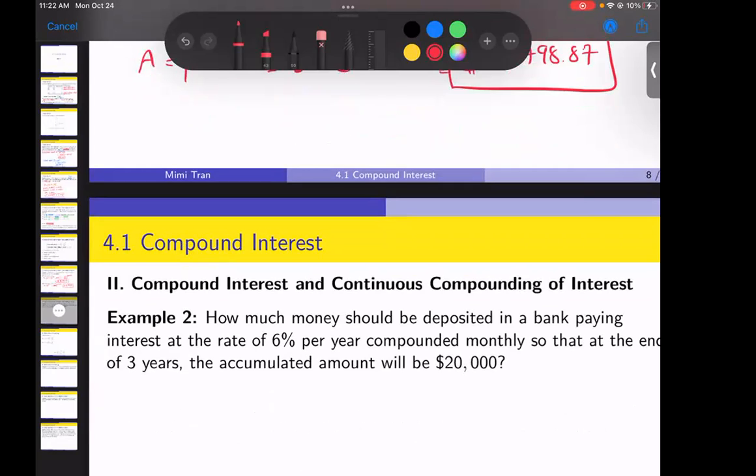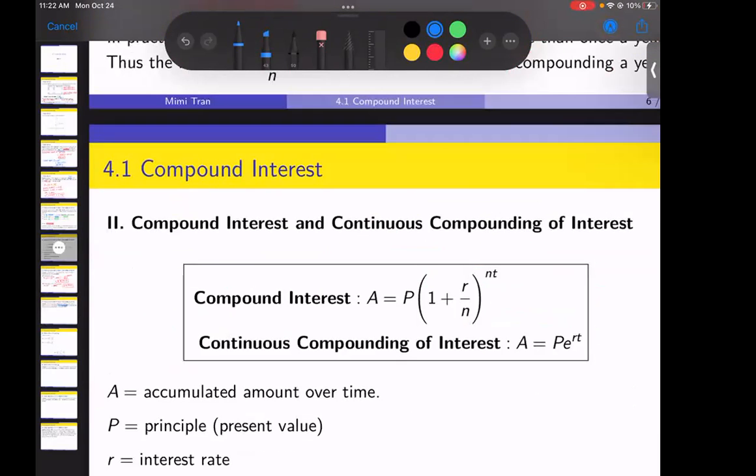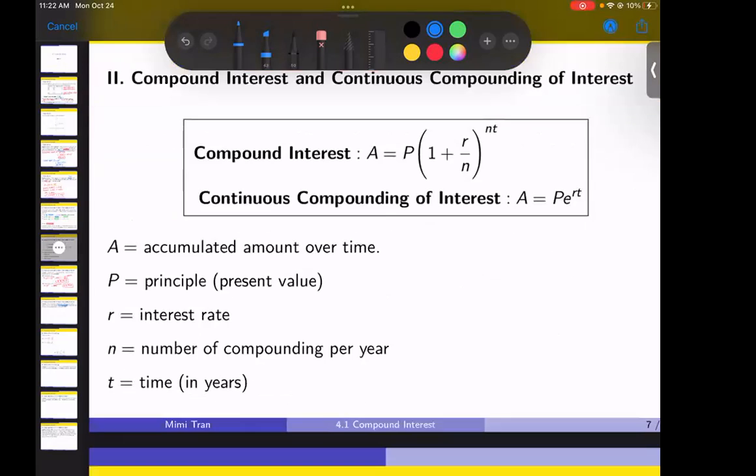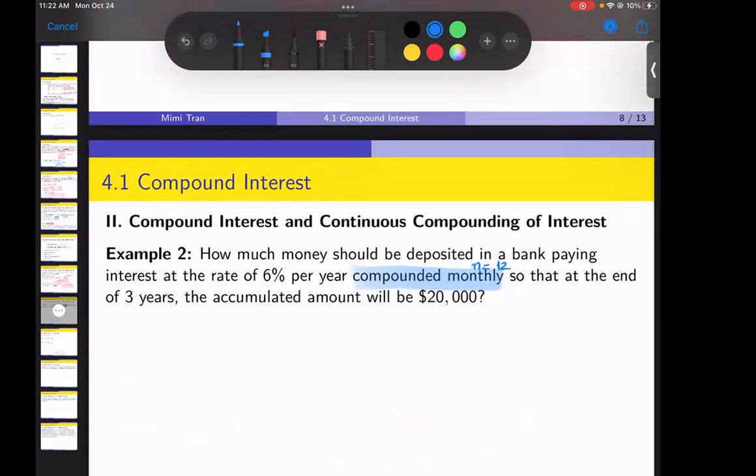How much money should be deposited in a bank paying interest at the rate of 6% per year, compounded monthly? If I was you, I'd highlight things, so compounded monthly means n equals 12, right? By the way, you notice that the second formula does not have n. So if you see n, you know that you're not going to use PERT. So that at the end of 3 years, the accumulated amount will be 20,000. What do they want? Yes, they want P, right? Because this is R. Just highlight things here.